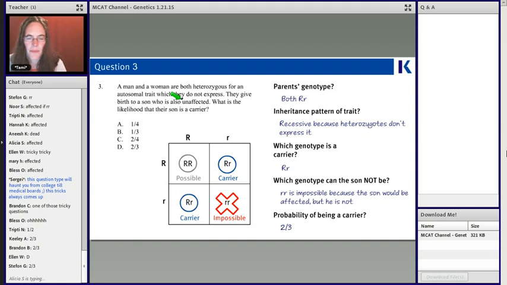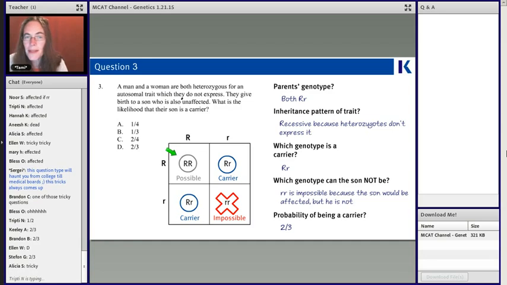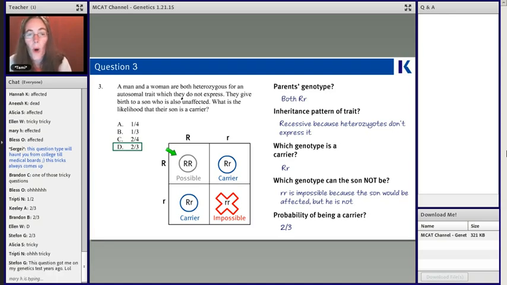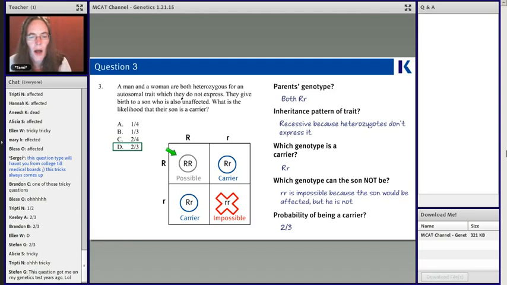Two-thirds. Two-thirds. Because 1, 2 out of 3 possibilities of being unaffected is carrier. This question is huge in importance. This is exactly how it will always work on the MCAT.